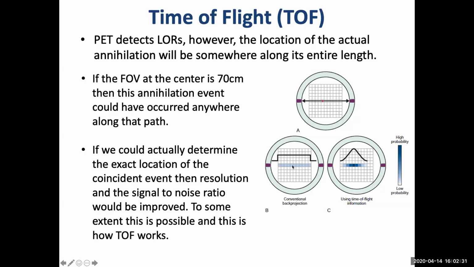This is the conventional PET. So the event could have happened anywhere along this line of response. While with time of flight, we can define the approximate location where the event occurred, like in this area, not here, not here. This is the line of response, but I know the event occurred in this location here.